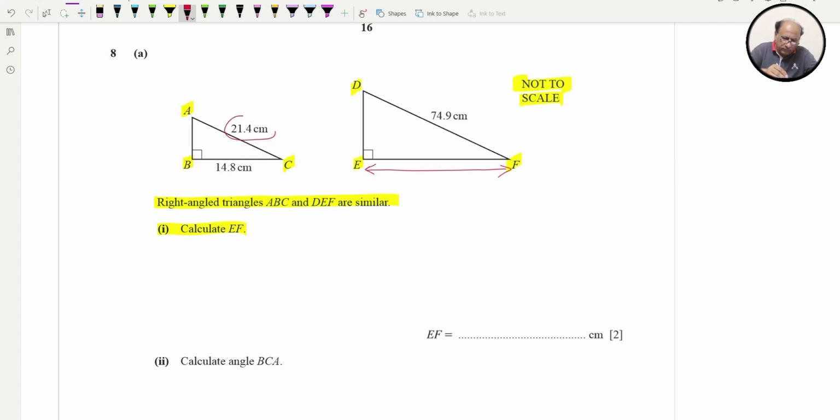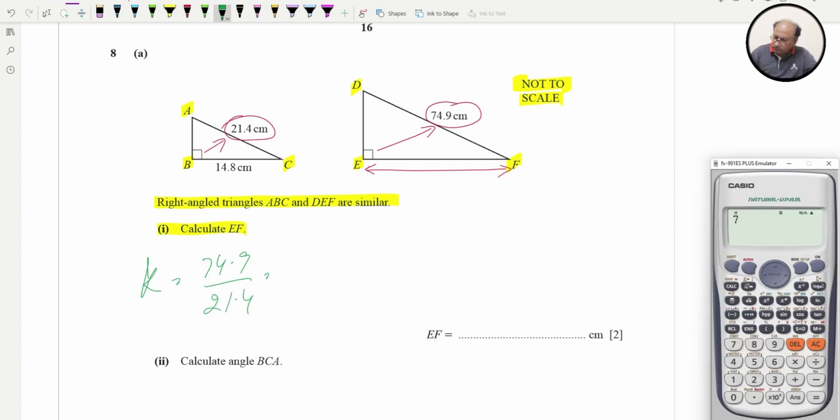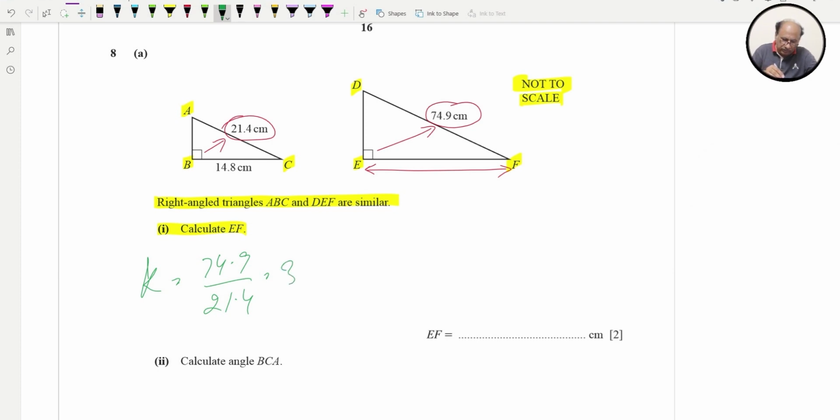So if we compare, we can compare this side with this side, which is opposite to the right angle. So we are comparing that one. And the K value, we can write K for the length. We will be taking K is equal to 74.9 divided by 21.4, and this is equal to 3.5. So the K value is 3.5, which we will be multiplying. Now we will be multiplying this by 3.5.